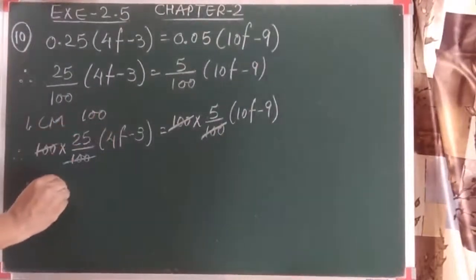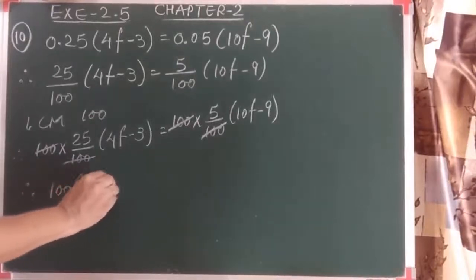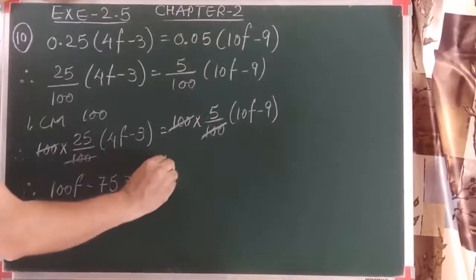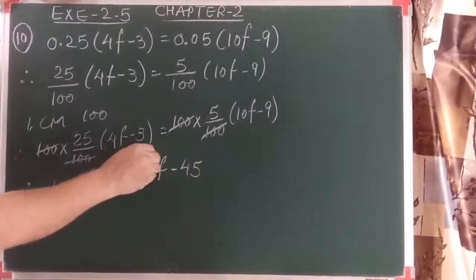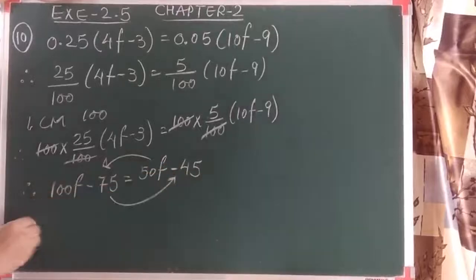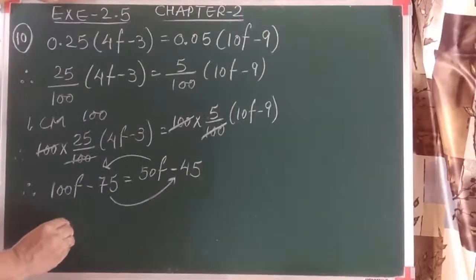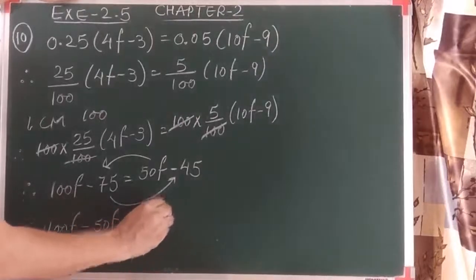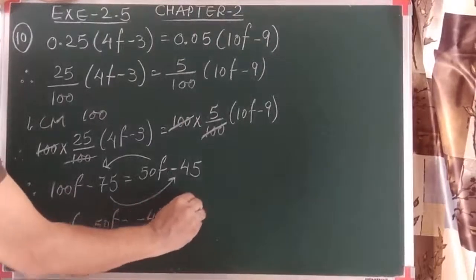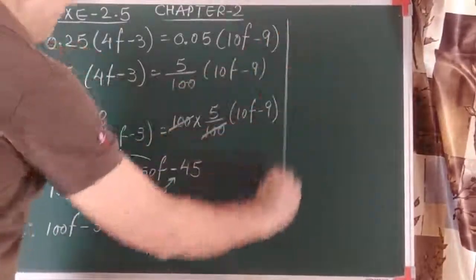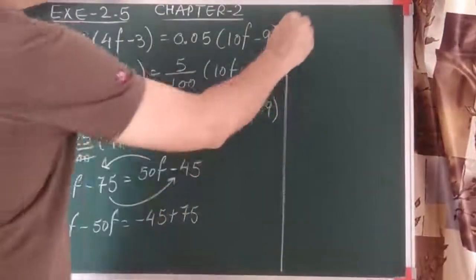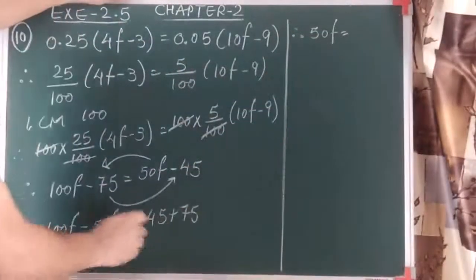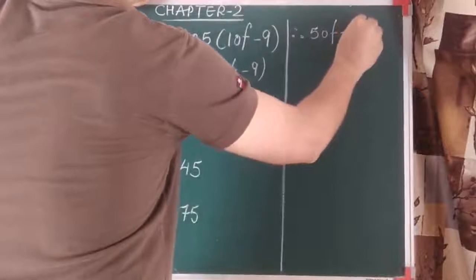25 4s are 100, 25 3s are 75, 5 10s are 50, and 5 9s are 45. Now simple, variables on the left hand side, constants on the right hand side. So 100f minus 50f is equal to minus 45 plus 75. So let us simplify. Plus minus minus, so that is 50f is equal to plus minus minus, it is 30.